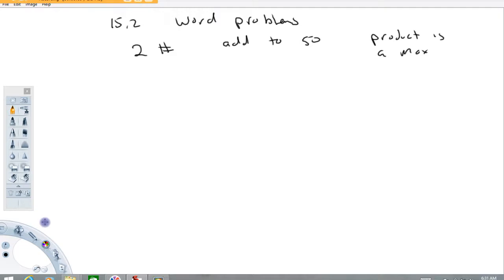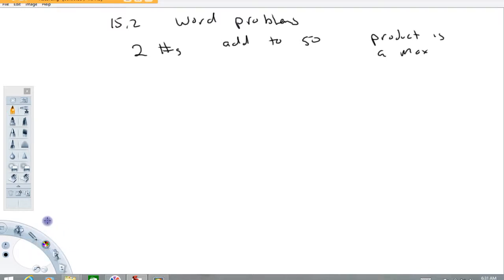Alright, we're going to start with the first one in the handout, and I just shorthanded what it said here. We are looking for two numbers. It says find two numbers whose sum is 50 and whose product is a maximum. So we're looking for two numbers. They add to 50. Their product is a maximum. Again, hopefully you have your sheet sitting right in front of you. So first, let's talk about this add to 50.